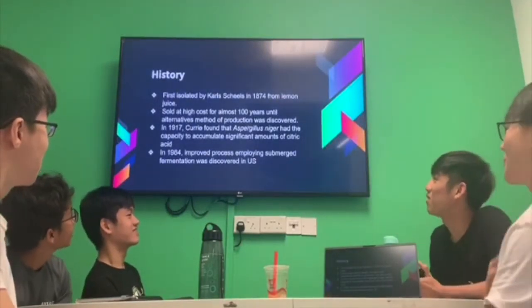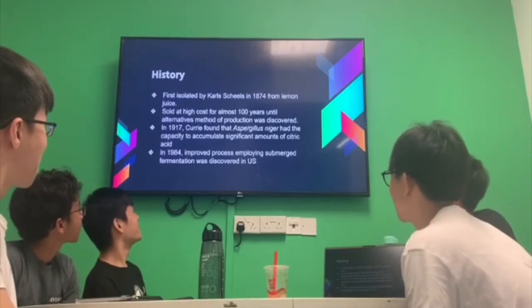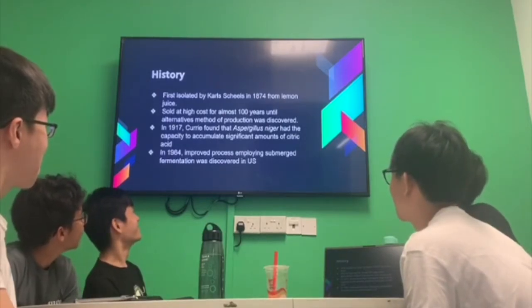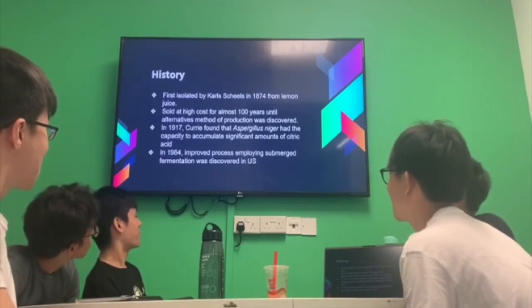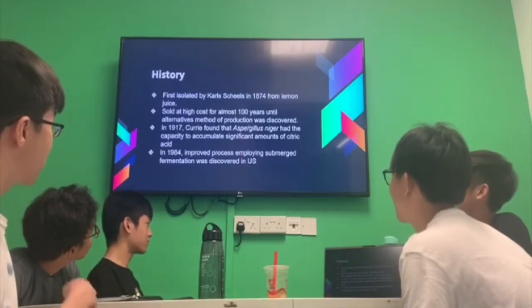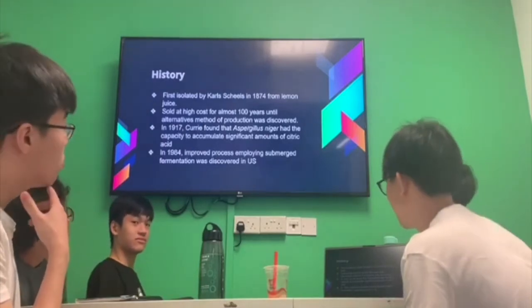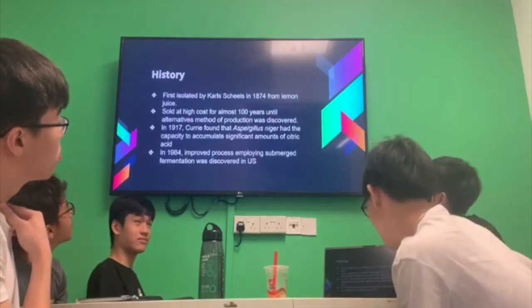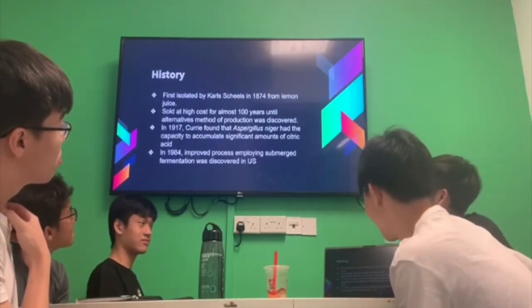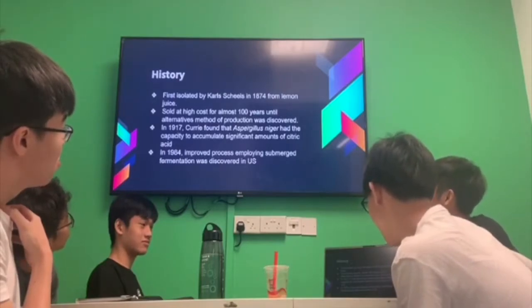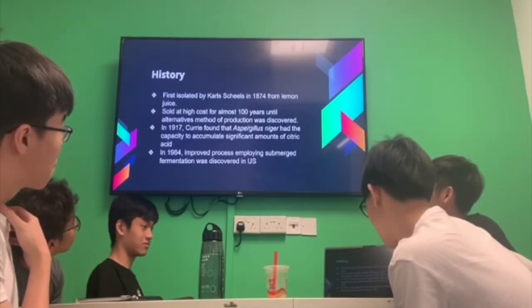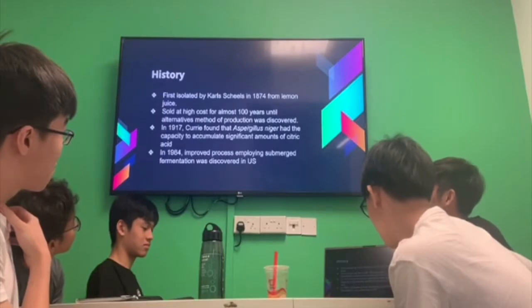It was first isolated by Carl Scheele in 1874 from lemon juice. It was sold at high cost for almost 100 years until alternative methods of production were discovered. In 1917, Currie found that Aspergillus niger had the capacity to accumulate significant amounts of citric acid, and it was then improved in 1984 by the US.